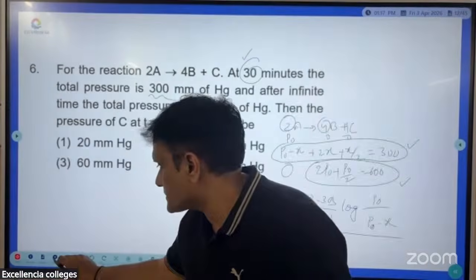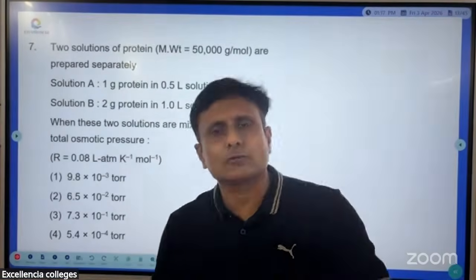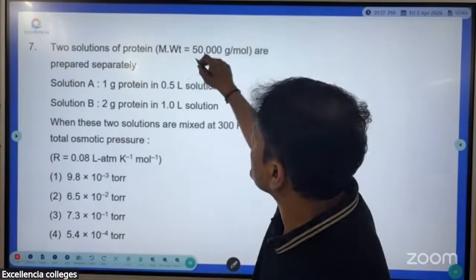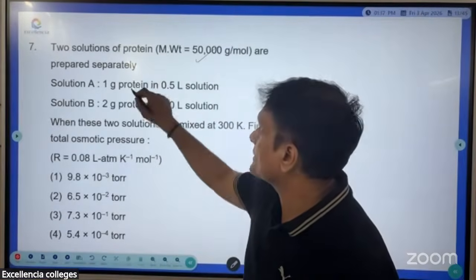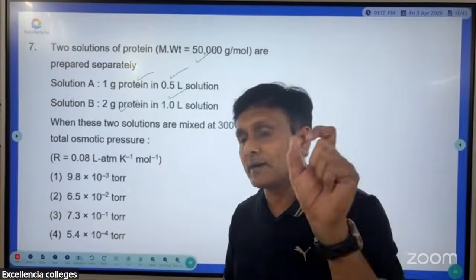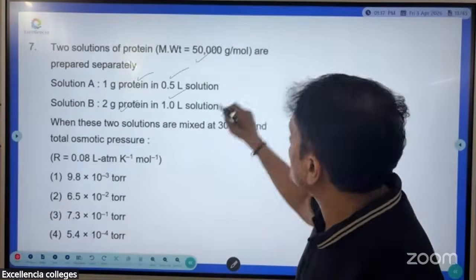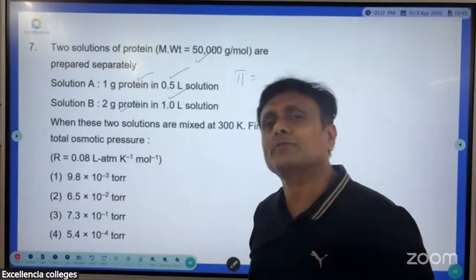Sure. Next question. Look at this. We have 2 solutions of the protein, in fact, the same protein. First solution has protein in 0.5 liter. Second is protein in 1 liter. Different masses. And when these 2 are mixed, you have to find the osmotic pressure. You all know the formula. Pi, osmotic pressure of 2 different solutions.